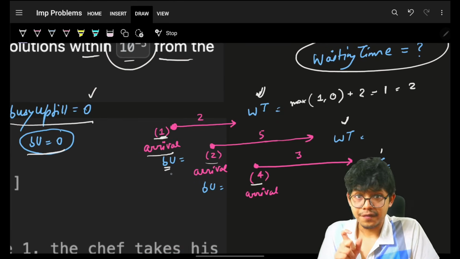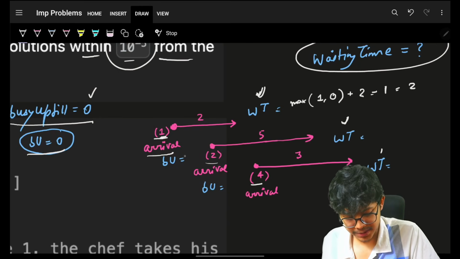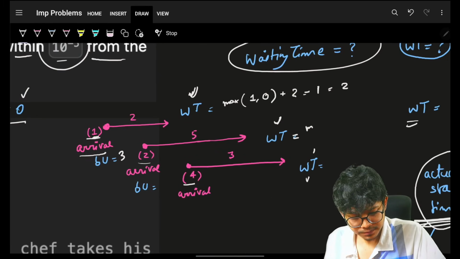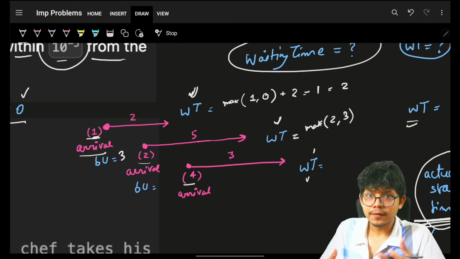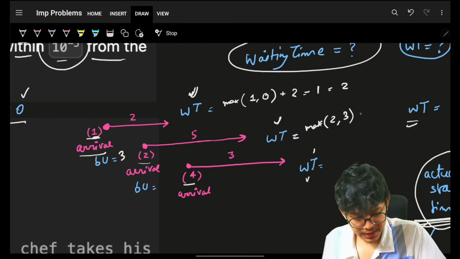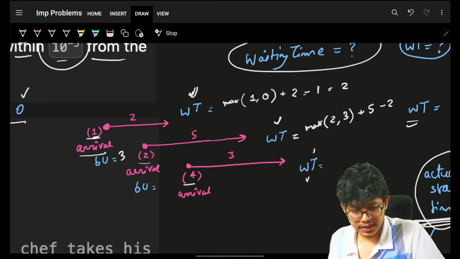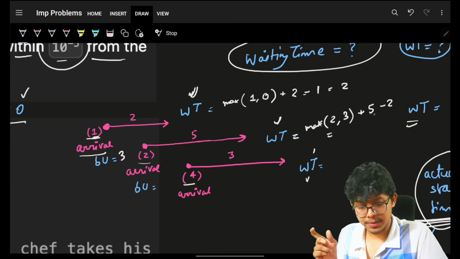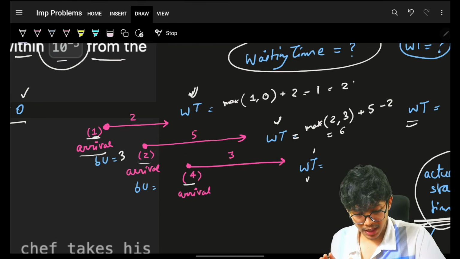Now my chef was busy up till what point? My chef was busy up till this point, which is 3. Next time, the arrival of the customer was at 2. My chef was busy up till 3, so technically the food preparing will start at point 3. Then food preparing will take a time of 5. But I'll also make sure that the customer arrived at time 2. So this will say 3 plus 5, which is 8, minus 2, which is 6. Okay, 6 is the waiting time. I've got this waiting time.